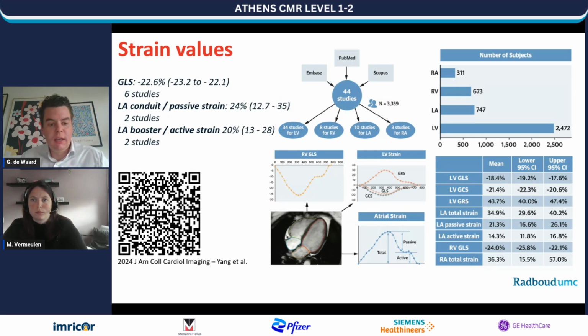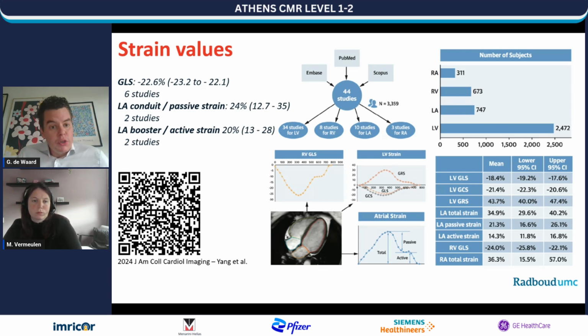So this is a nice overview of a meta-analysis to assess all the different strain values that have been reported. And it's good to know that for the endocardial global longitudinal strain, we arrive at a reference value of approximately -23. And as you'll know, lower values of strain are obviously suggesting that there is a problem. So higher negative values are better.